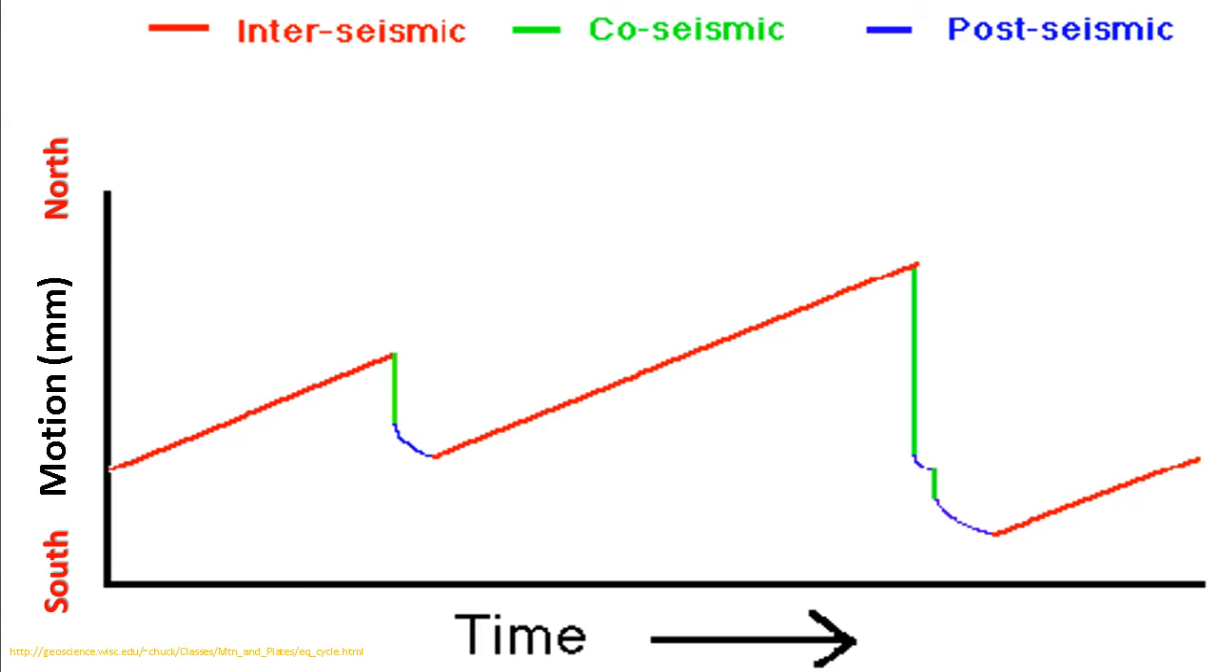This plot shows the motion of a location on a tectonic plate near a fault. During the interseismic period, the motion of the plate is to the north. During the coseismic period, the motion of the plate is to the south. There's a short period of time after the earthquake, during the post-seismic period, when the plate slowly changes direction from south to north. Think about why this might happen. We can discuss this in class.